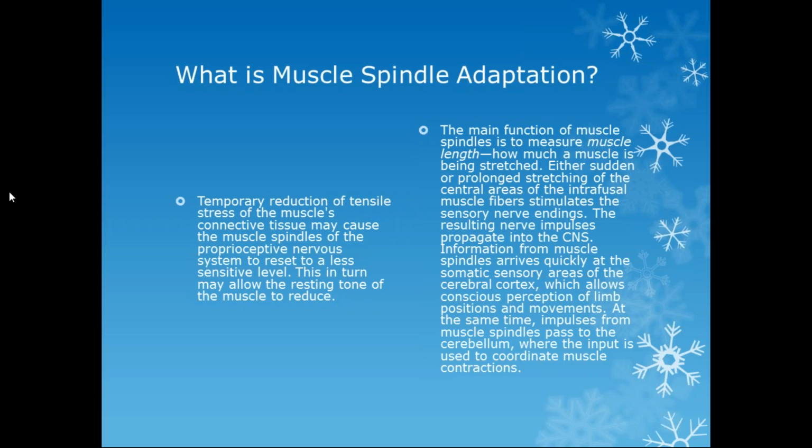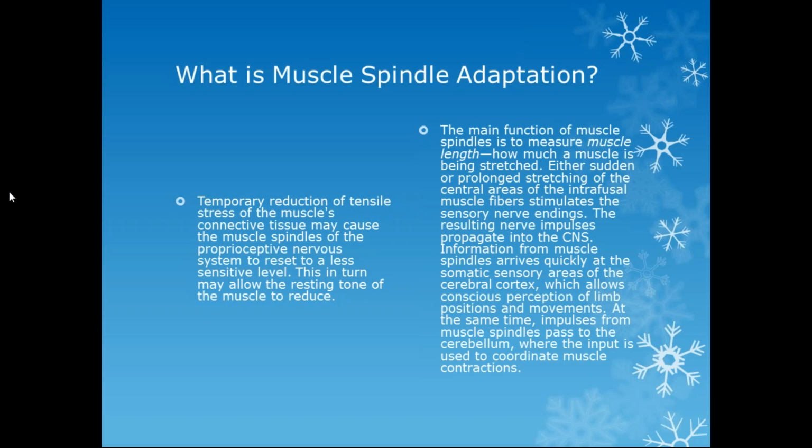The main function of muscle spindle is to measure muscle length, how much a muscle is being stretched. Either sudden or prolonged stretching of the central areas of the intrafusal muscle fibers stimulates the nerve endings. The resulting nerve impulses propagate into the central nervous system. Information from muscle spindles arrives quickly at the somatic sensory areas of the cerebral cortex, which allows conscious perception of limb positions and movements. At the same time, impulses from muscle spindles pass to the cerebellum, where the input is used to coordinate muscle contractions.